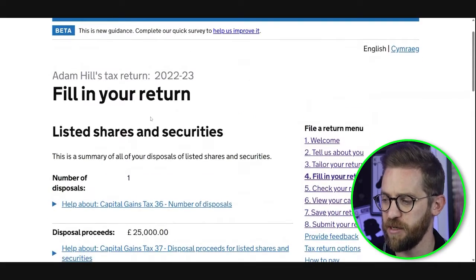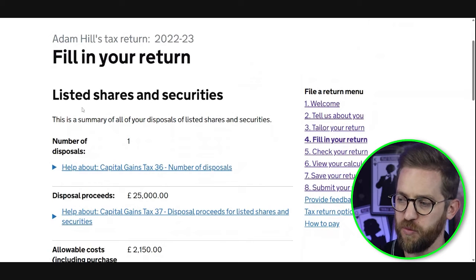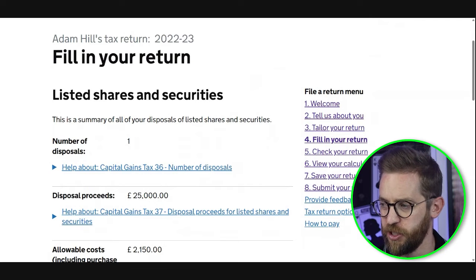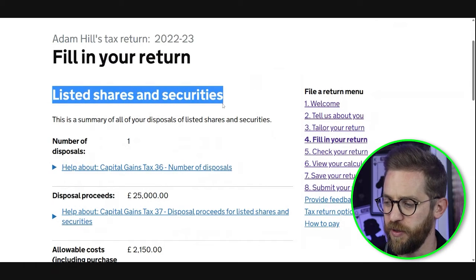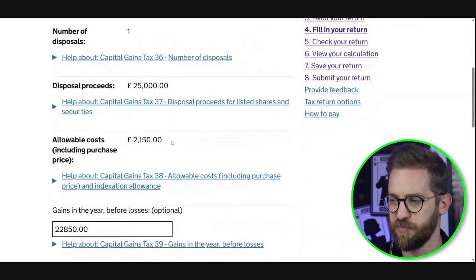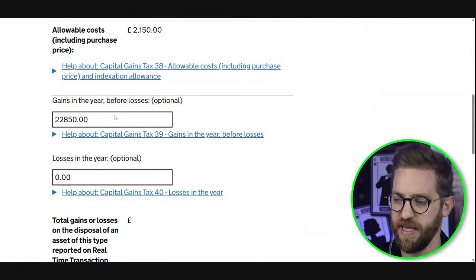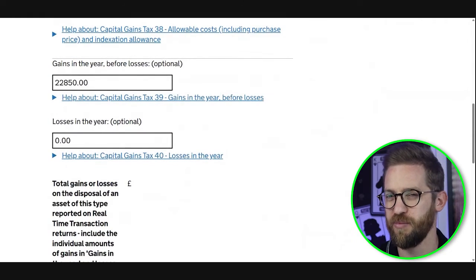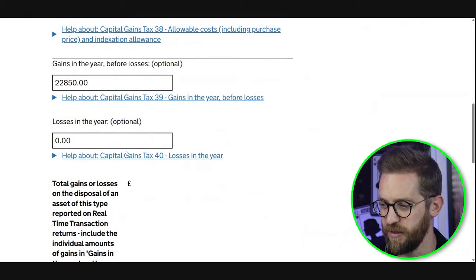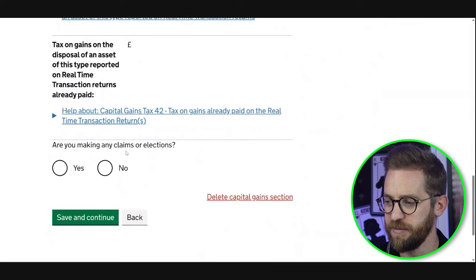And then you can see this summary page here for the disposal of shares and securities, first of all. So again, you're just checking the details. Everything's pre-populated here. Disposal proceeds, £2,150 of costs, leaving me with a gain of £22,850. This is the entry that will go across to HMRC. There were no losses. Remember, I told them there are no losses that have been deducted. Any claims and elections, no.